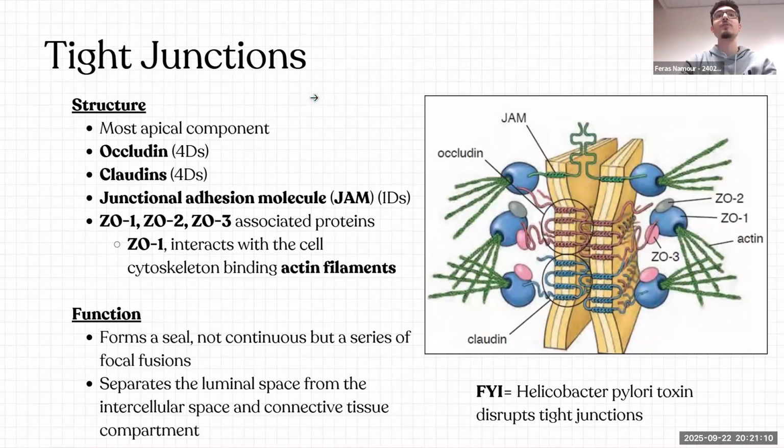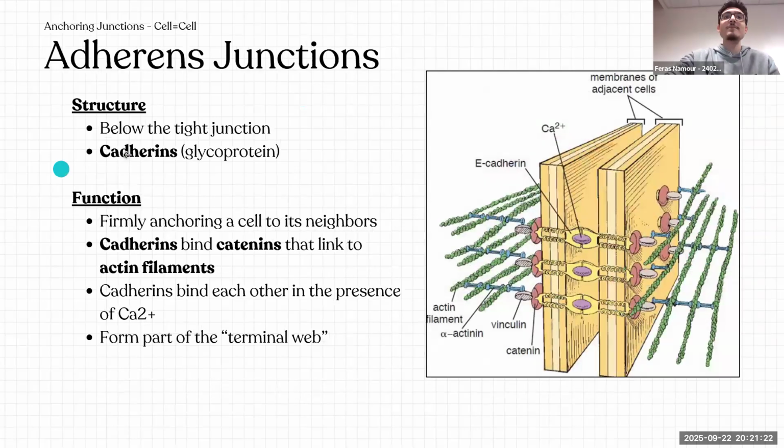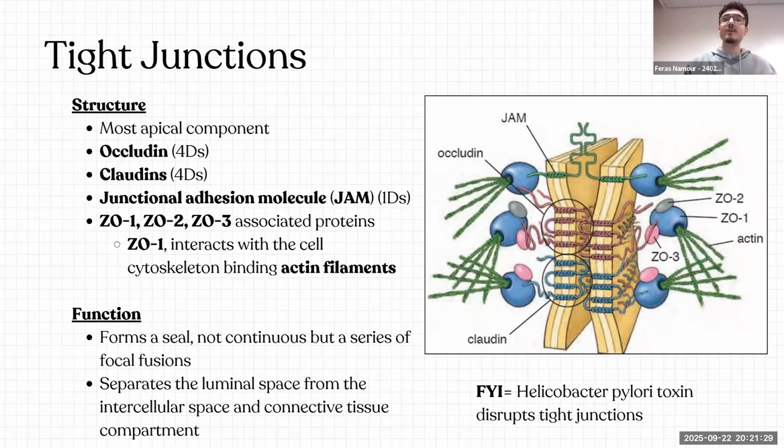They could tell you in an MCQ, a person has a genetic mutation and has faulty tight junctions. Which of the following proteins is affected? They could put one of these, and then they could put, for example, cadherins. I'm not going to choose cadherins. They're not responsible for tight junctions. I'm going to choose one of these. That's why I'm telling you to know them, and to know which is most apical. So tight junctions come first.